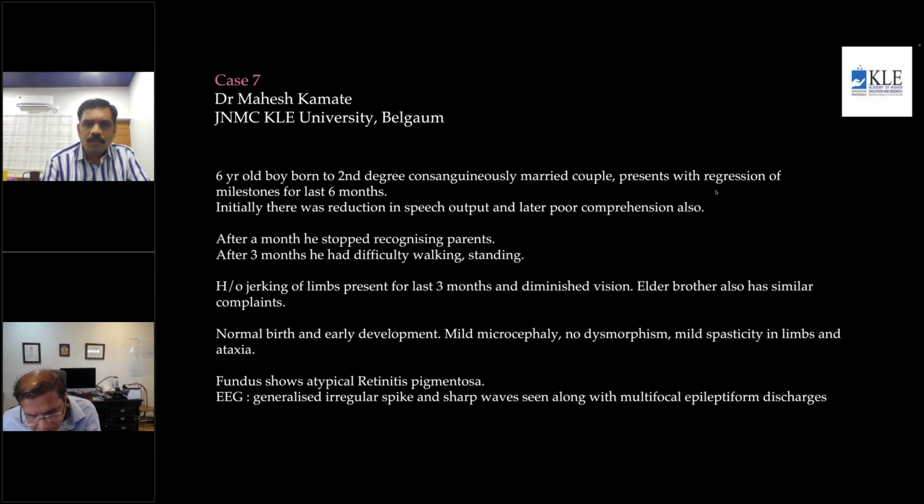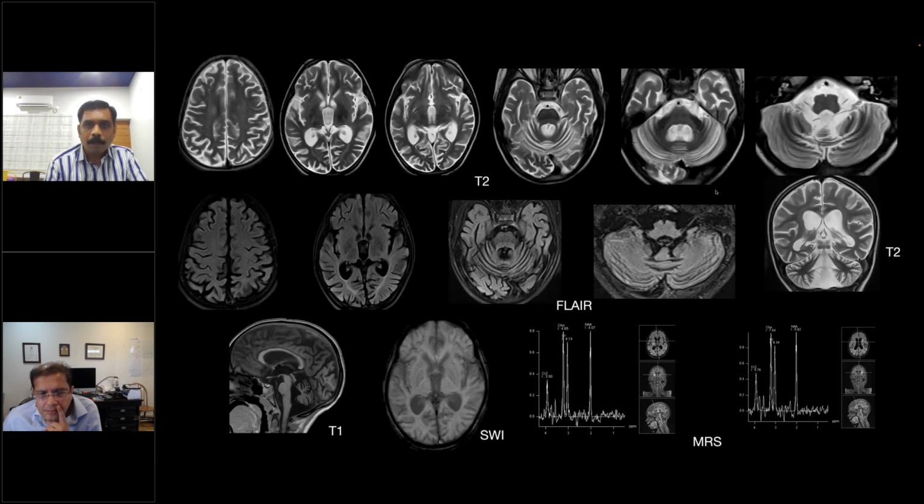And the EEG that was done showed generalized irregular spike and sharp waves, along with some multifocal epileptiform discharges. With this picture, with ataxia, myoclonus, and regression affecting both the cognitive and vision, we thought of NCL in this child. Okay, show the images. Yeah, so we have the images on top.